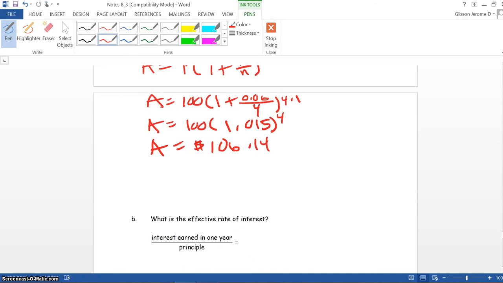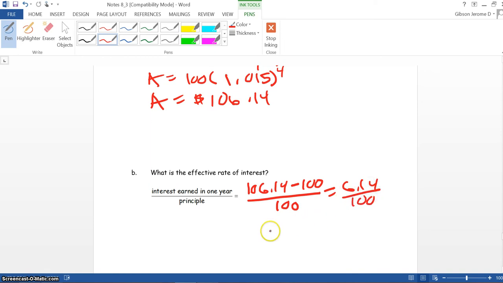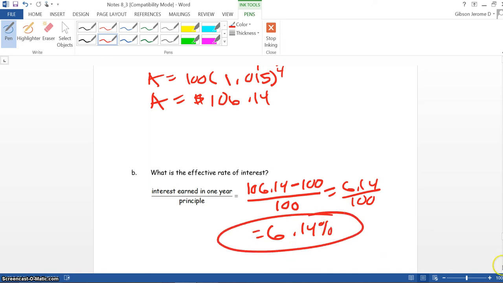Now we move here. It says, what is the effective rate of interest? Now we have here interest earned in 1 year. We started off with 100. We ended up with $106.14. So we could take the $106.14 minus the initial $100 we had, divided by the principal, which is $100. So this will give us $6.14 divided by 100. And our interest rate would be 6.14%. And that would be our final answer.